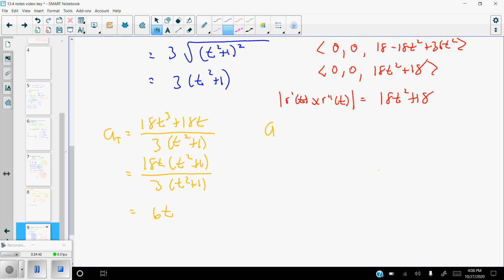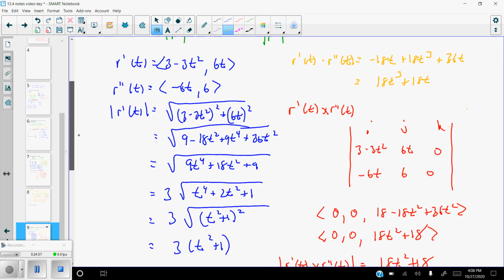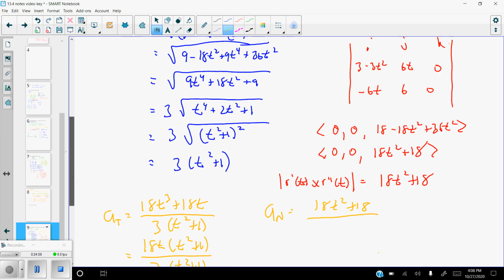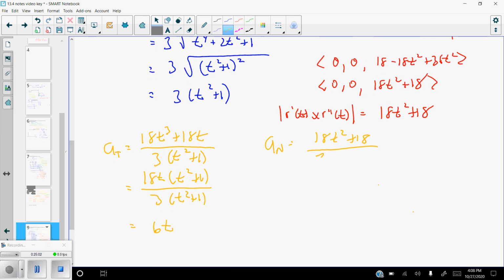All right, let's check out our normal component. The normal component is the magnitude of the cross, which we have down here at the bottom, 18t squared plus 18, divided by, once again, the magnitude of r prime, which again down here is 3 times t squared plus 1. So again, it looks like I can simplify because we can factor an 18 out of the top, leaving a t squared plus 1 over 3 times t squared plus 1, and that's just going to simplify to 6. So the normal component is 6, and the tangential component is 6t.